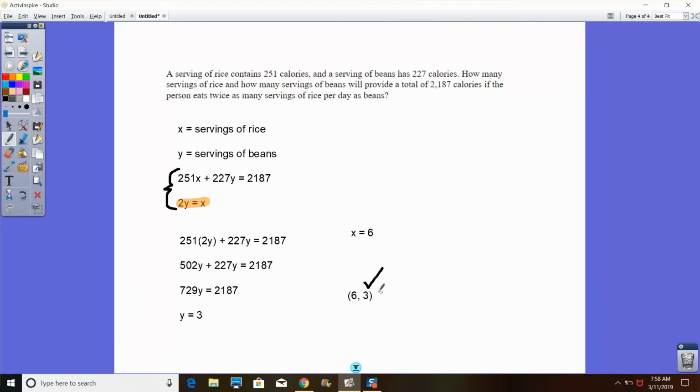And of course, another way to check it would be to plug the original 6 and 3 into 251 and 227 to make sure we get 2,187. That would also work. So there's a brief overview of how to solve systems using substitution and checking it with our graph. Ultimately, we'll have a total of 3 things. The next video will be about elimination, but for now, we have substitution, we have graphing to check, and we have substitution of the solutions into the original equations to verify that we are correct as well.